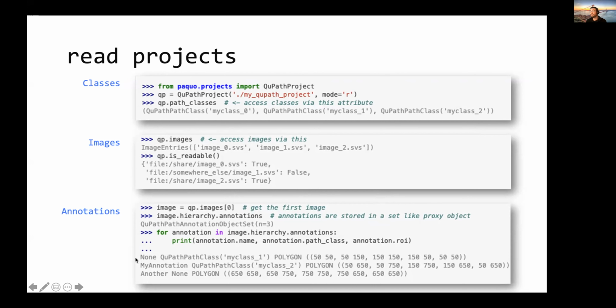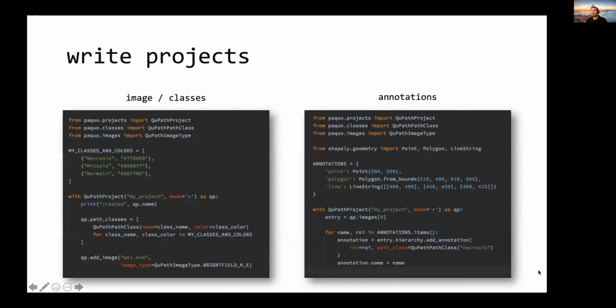And then you can also easily read annotations by just accessing an image hierarchy. That's the Qupath terminology, which is abstracted here into the Python world. And you can then read out the annotations from Python in a very nice way. Paquo also allows you to write projects. And the cool thing about this is that Paquo only tells Qupath to write projects.